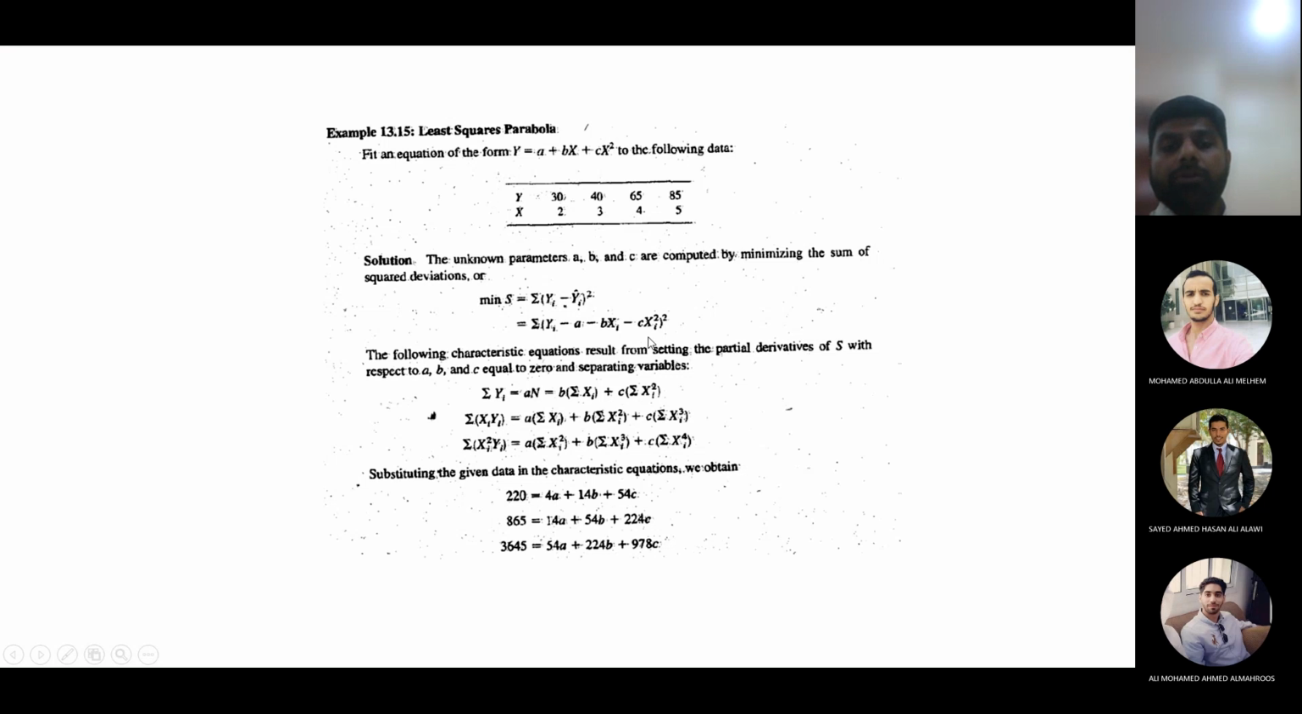So when you do the partial differentiation with respect to a and put it equal to 0, you will get this equation. When you do the partial differentiation with respect to b and put it equal to 0, you will get this equation. And so on and so forth. Each time you do the partial differentiation of this equation, put it equal to 0, so you will be getting these equations. So now we have 3 equations and 3 unknowns.